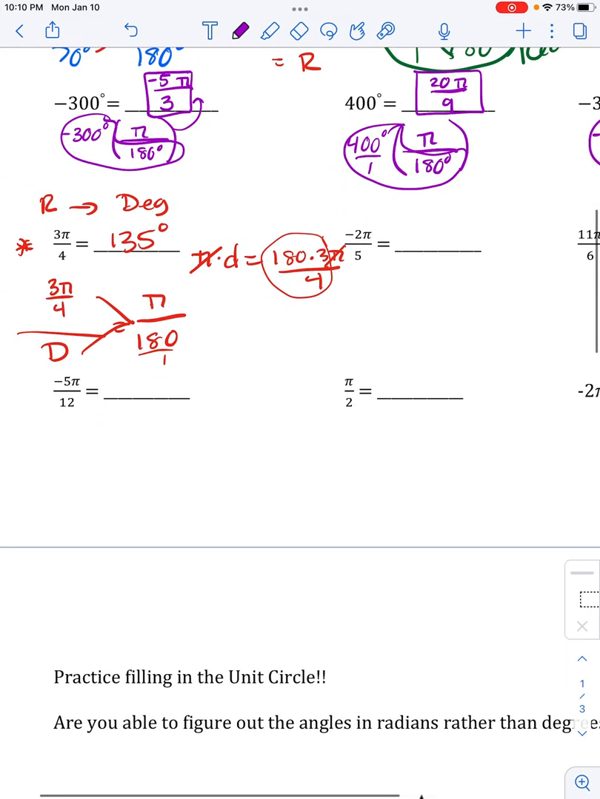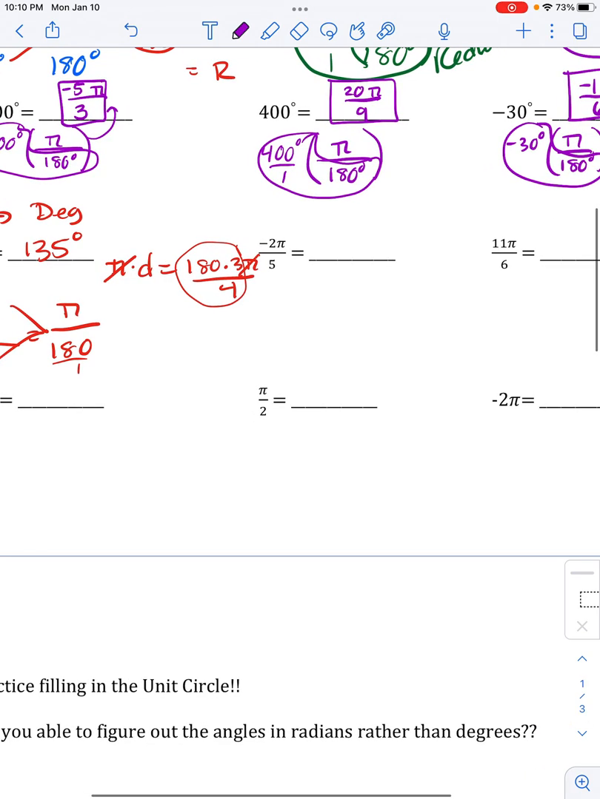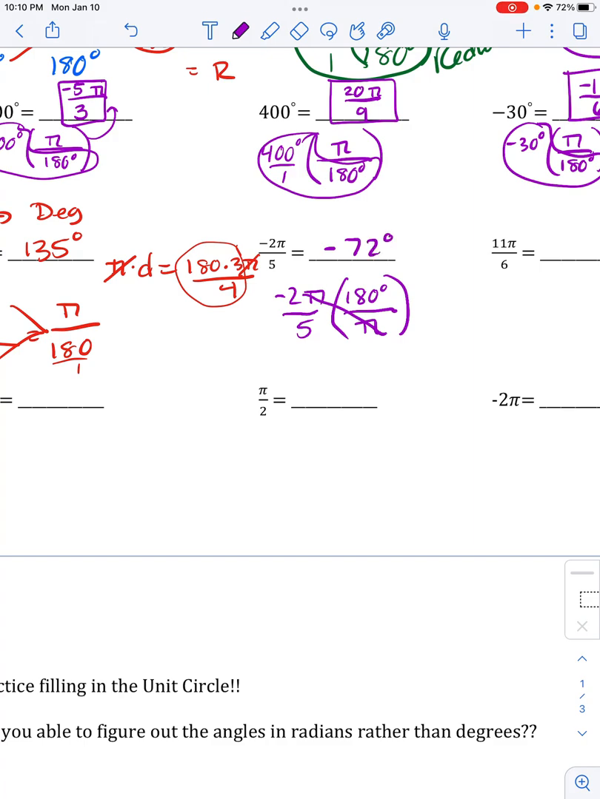Okay, let's use this other way, which is really not that hard. I just take the radians and I multiply it by my conversion factor. But since I'm starting with radians, the radians go on the bottom and the degree part goes on the top. And then this is slick because these are gone. And then it's just a calculator thing. Negative 2 times 180 divided by 5. And that is negative 72 degrees.